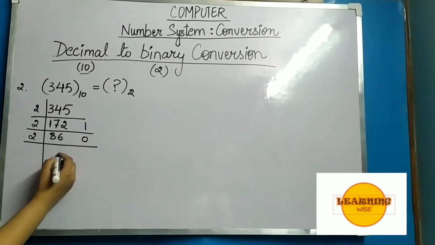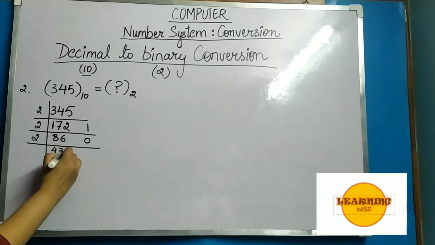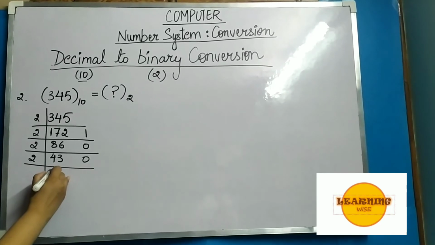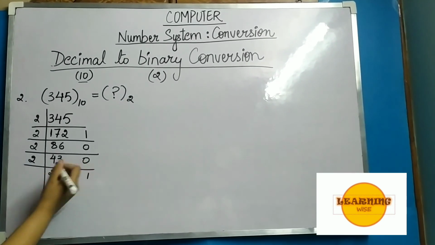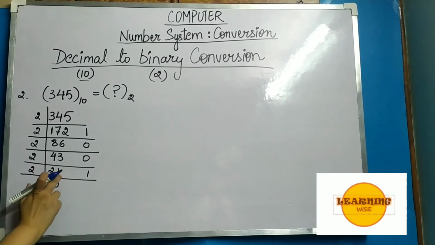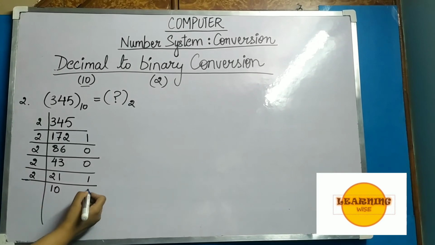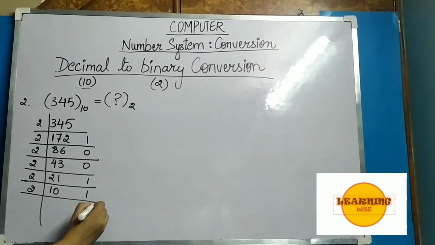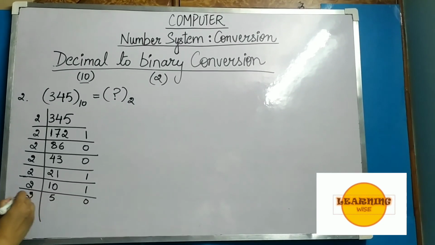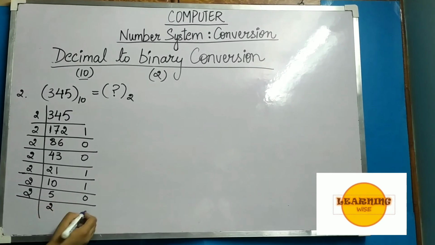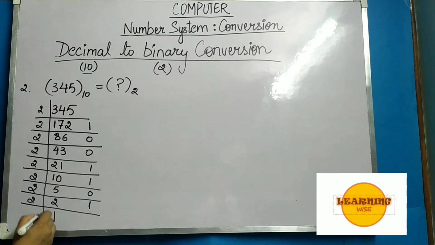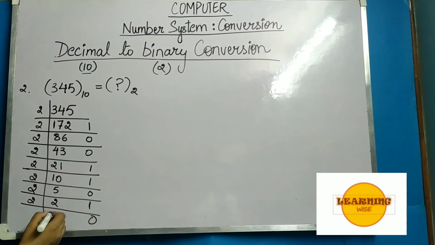Again let us divide it by 2. 2 2s are 4, 2 3s are 6, remainder 0. Once again, 2 2s are 4, 2 1s are 2, remainder is 1. Again, 2 1s are 2 and 2 0s are 0 because 1 doesn't come into 2's table. So the remainder is 1. Now 2 5s are 10, remainder 0. 2 2s are 4, remainder is 1. 2 1s are 2, remainder is 0.